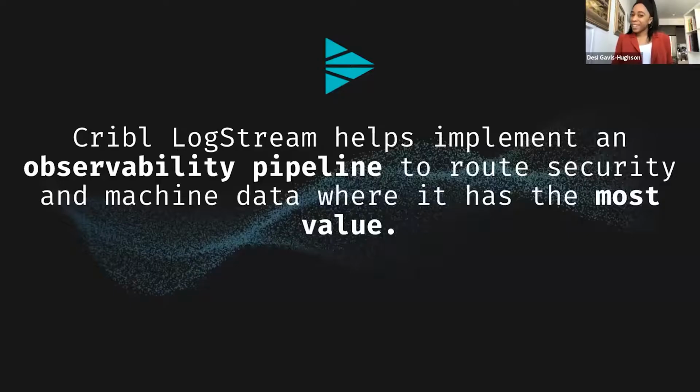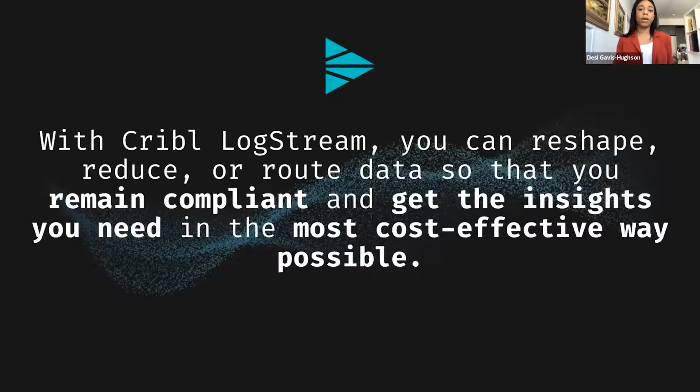So if you remember nothing else I've said today, please remember this. Cribl helps implement an observability pipeline to route security and machine data where it has the most value. We're going to help you slash costs, improve performance, and get the right data where it's needed in the formats required. With Cribl LogStream, you can reshape, reduce, or route data so that you remain compliant and get the insights you need in the most cost-effective way possible.